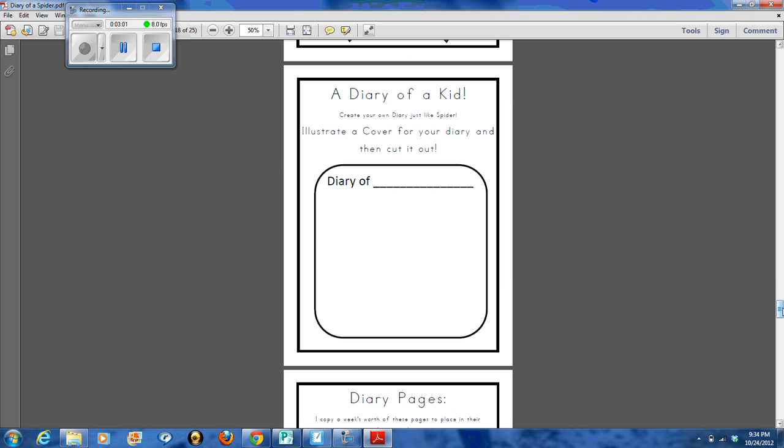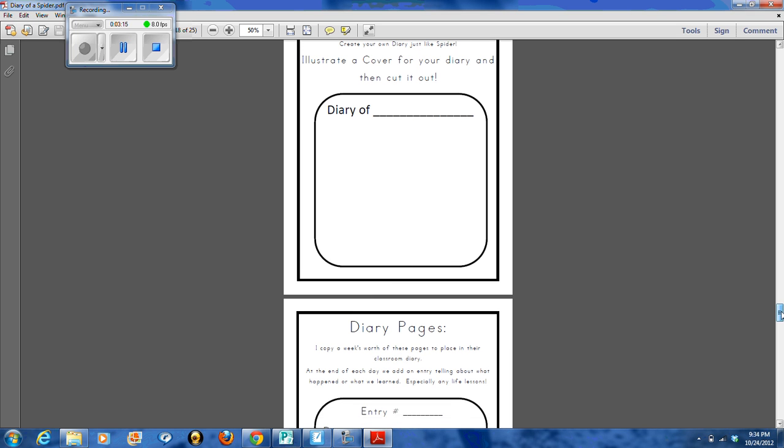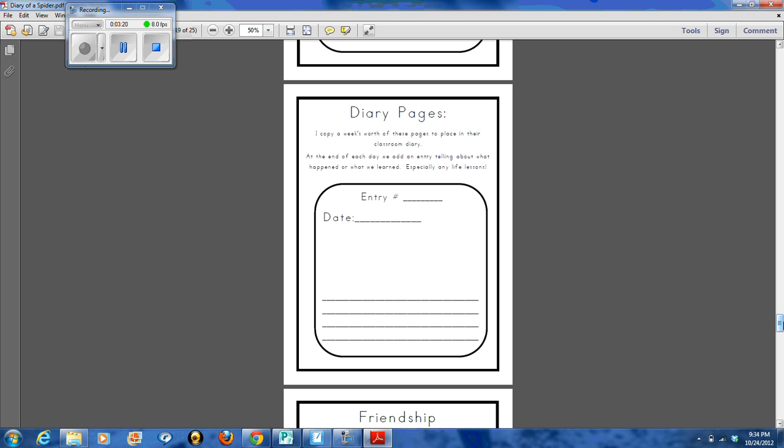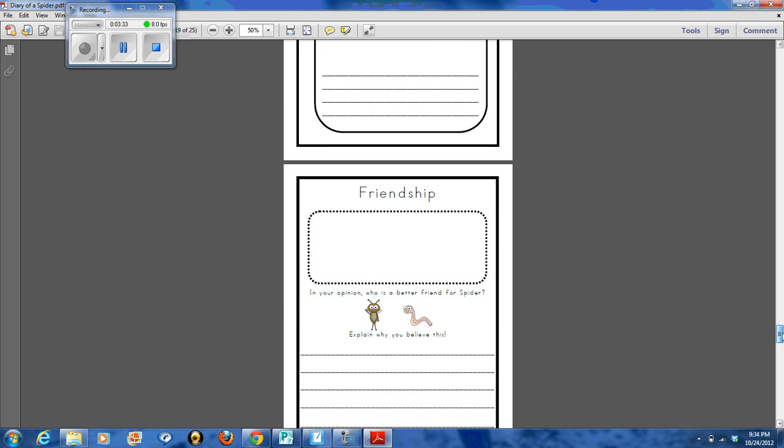In writing that week, my students create a diary of a kid, and I have them go ahead and illustrate a picture of themselves on the cover, and then they put a diary of their name. We cut the covers out and I mount them on construction paper, and then copy a week's worth of these pages. These are the entries inside, and staple them together, and they have their own little books, and they record things each day just like Spider did. And we also make sure that we try to record some life lessons that we might learn at school.